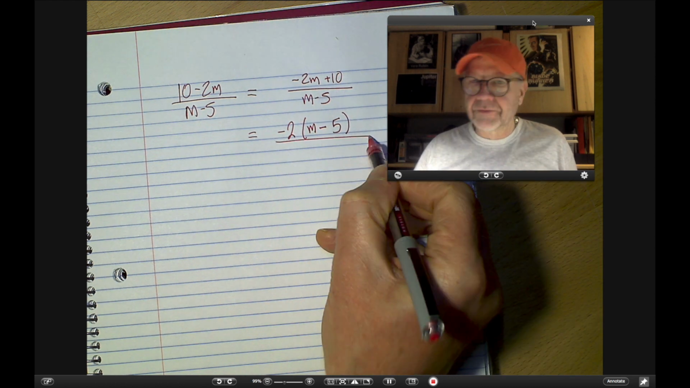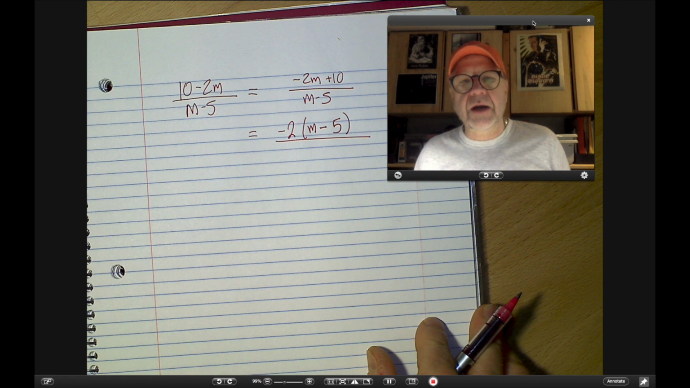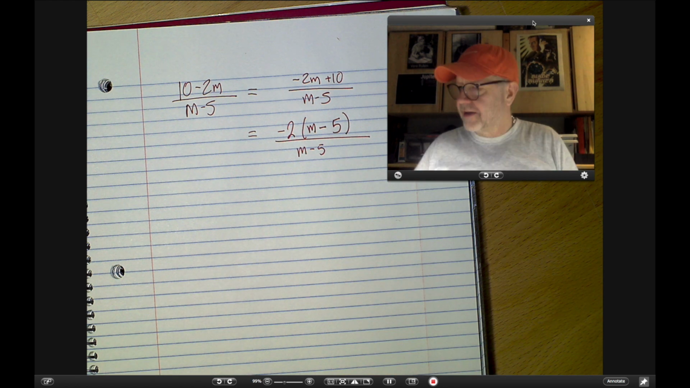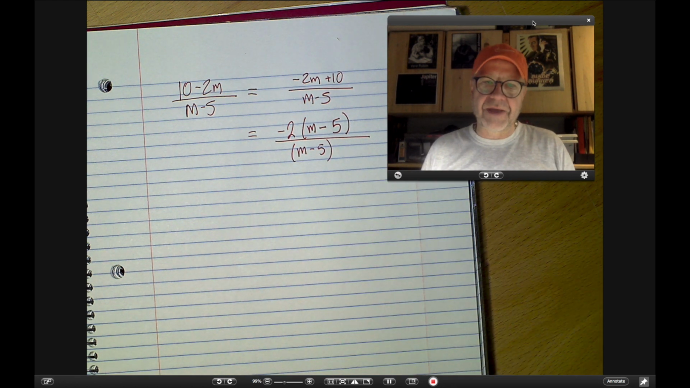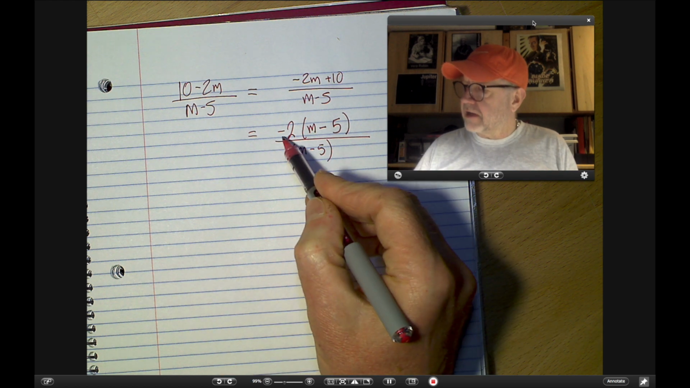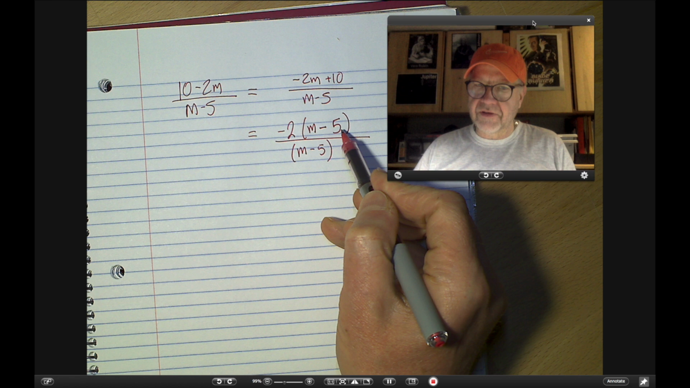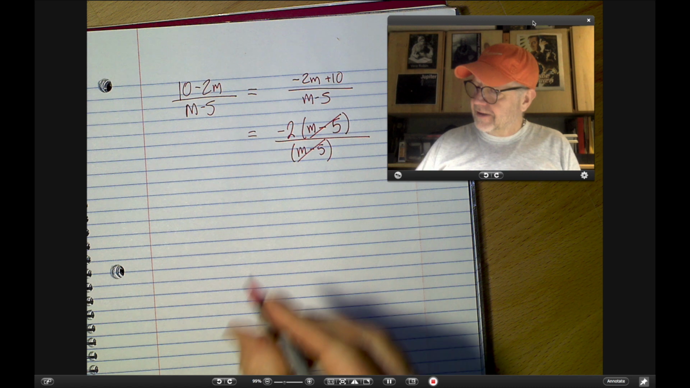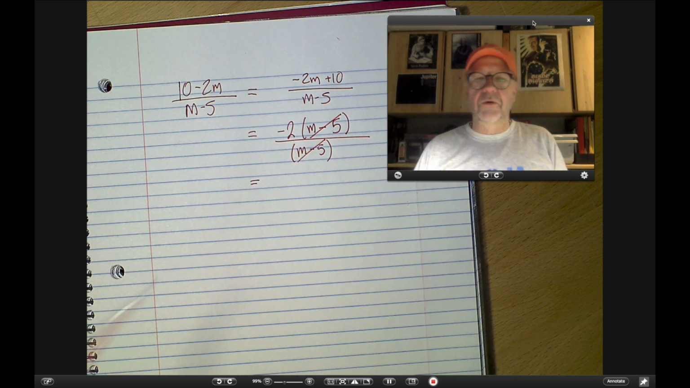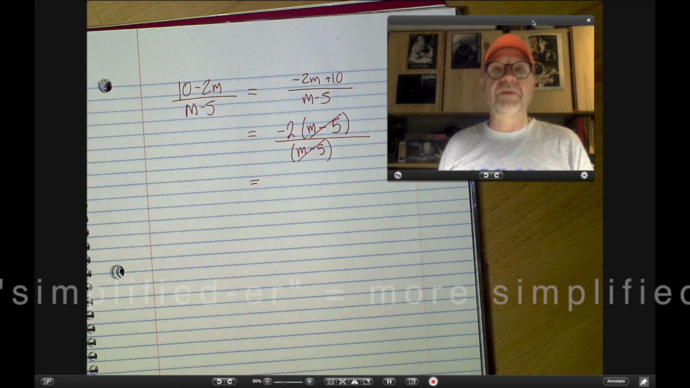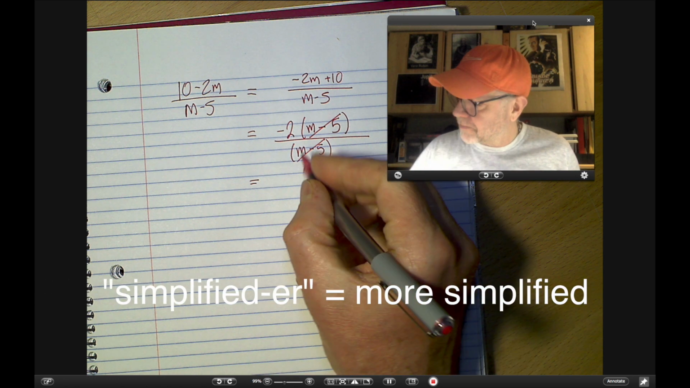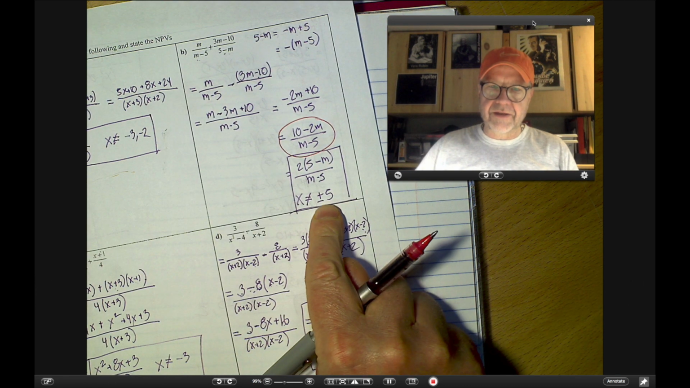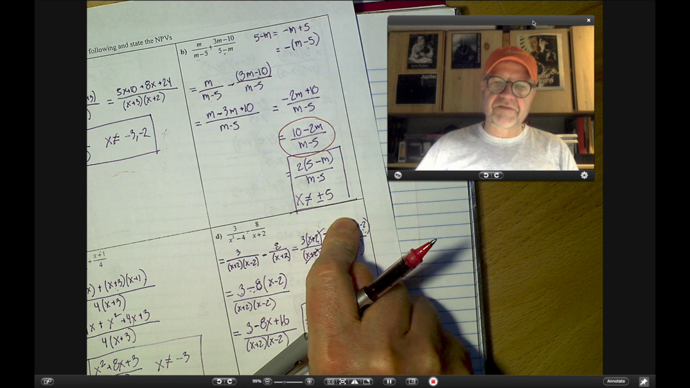Whoa! What am I going to have in the denominator? m minus 5. And if you don't see it, let me put this around it just to make it really obvious. Negative 2 times m minus 5 divided by m minus 5. Ta-da! Look at that. Now my more simplified, or if you want to coin a phrase, my simplifieder version of this is simply negative 2. Isn't that a lot nicer looking than this mess here? 2 times 5 minus m over m minus 5.